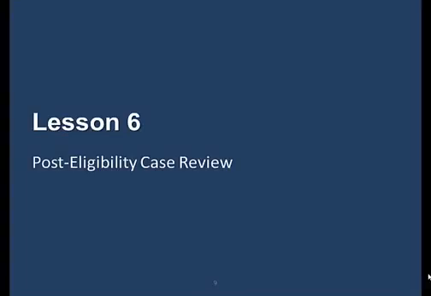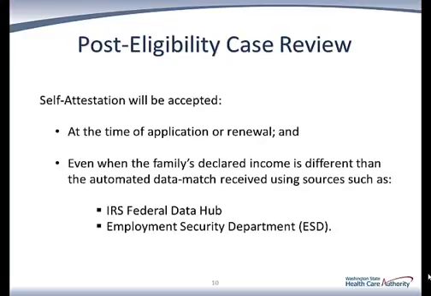Now let's review the post-eligibility case review process. Self-attestation will be accepted at the time of application and renewal, and when the family's declared income is different than the automated data match received.